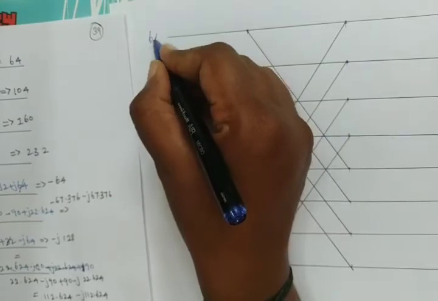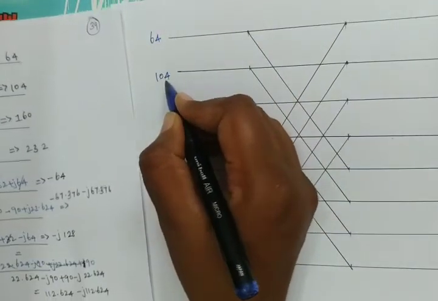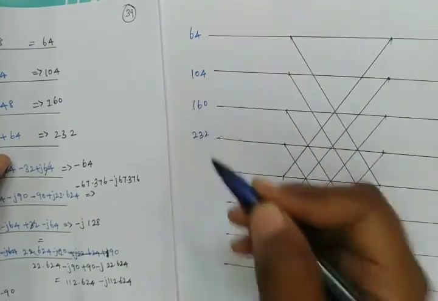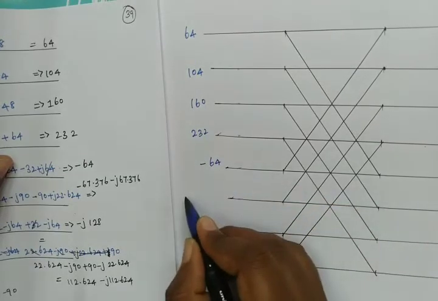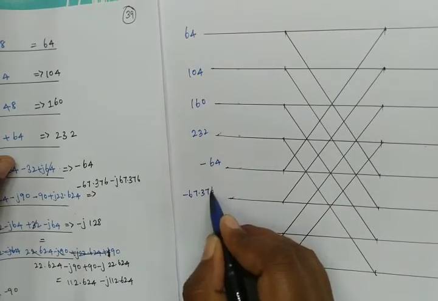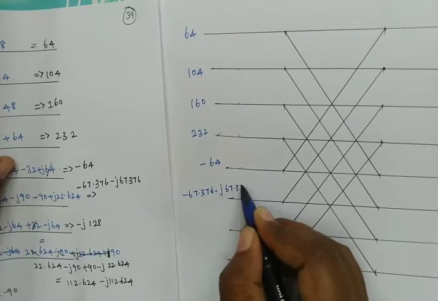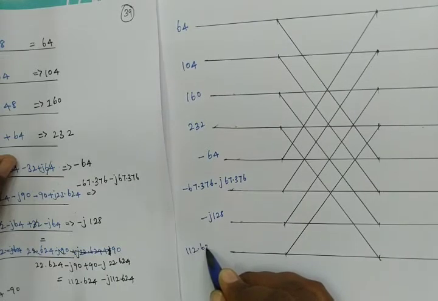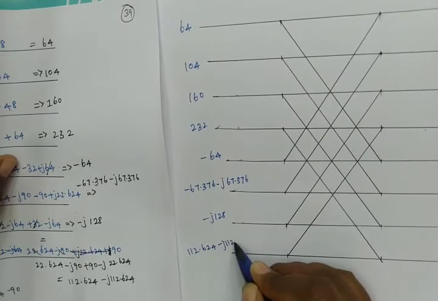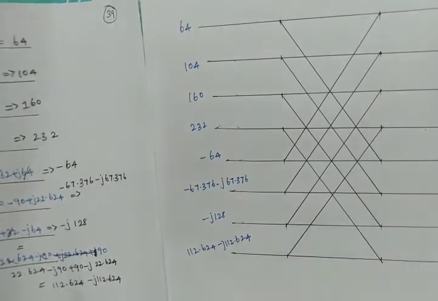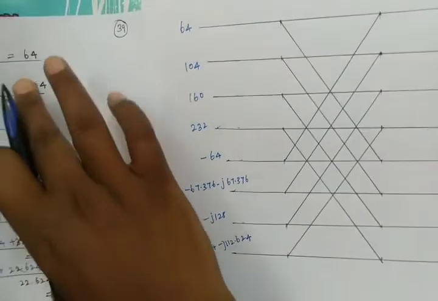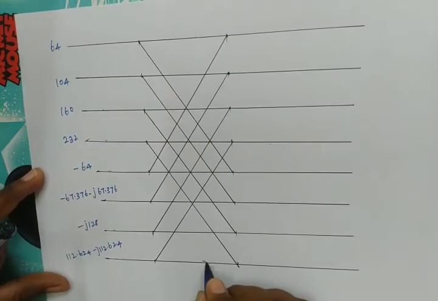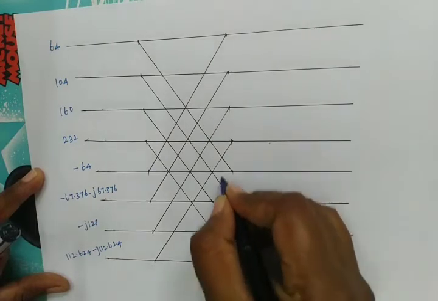This is 64, 104, and the next one is 160, 232 minus 64. Here it is minus 67.376 minus j 67.376. This is minus j 128, and here it is 112.624 minus j 112.624. Now what we did is just copy this output as input to the next stage, that is our final stage. Here represent minus 1, minus 1, minus 1, minus 1.